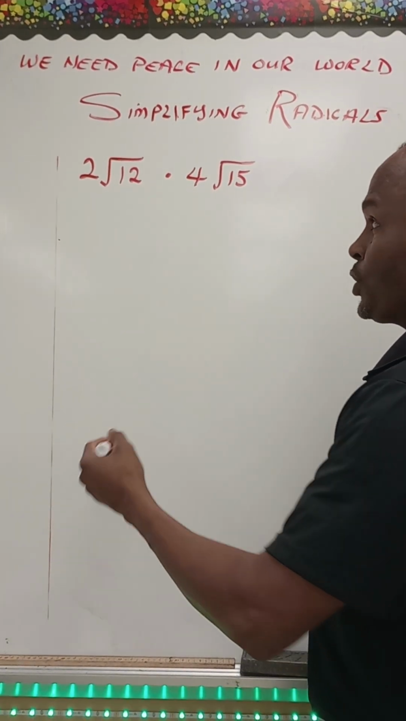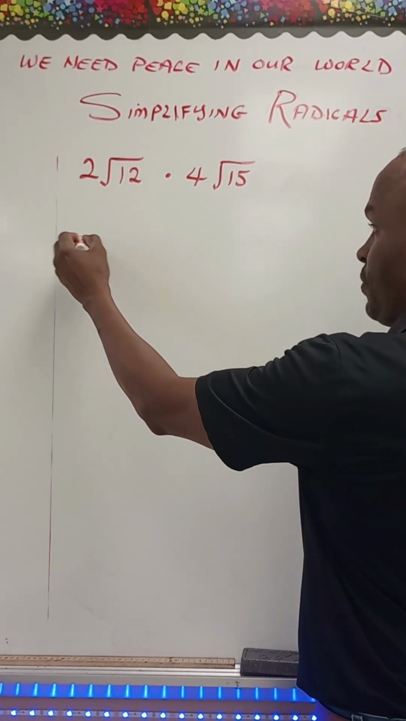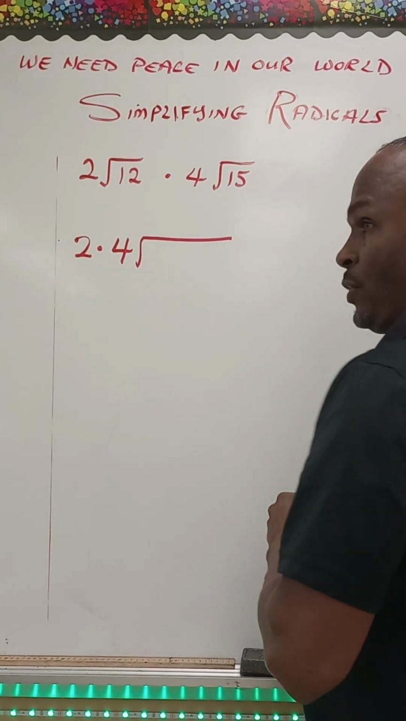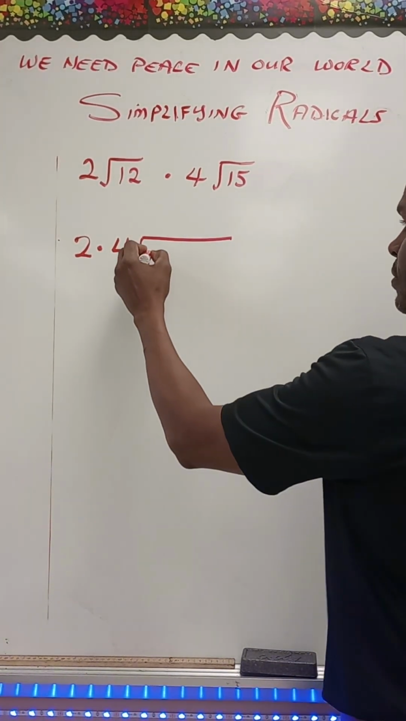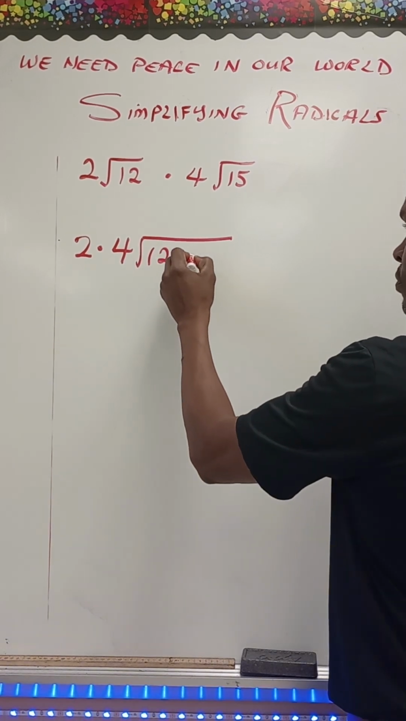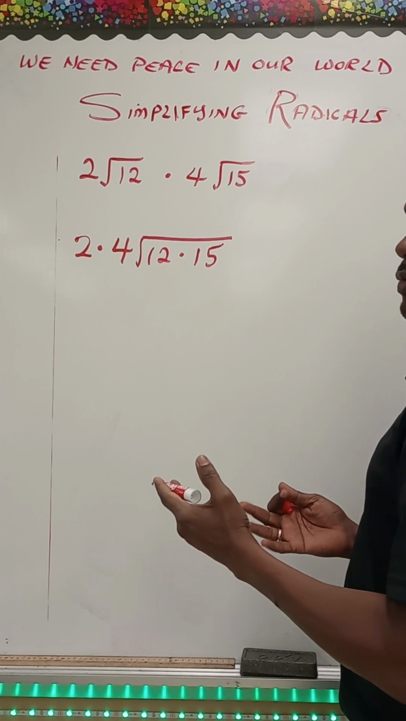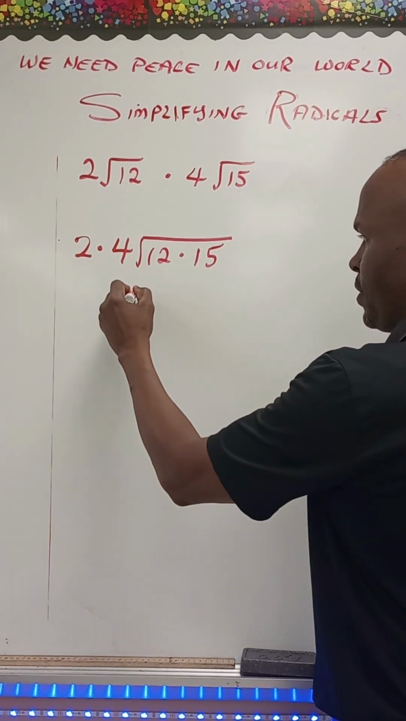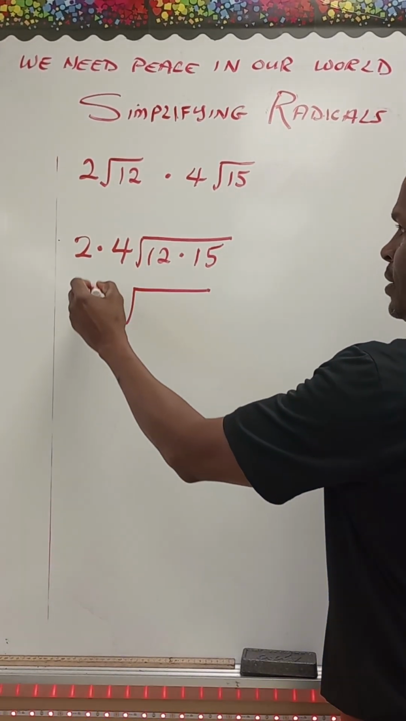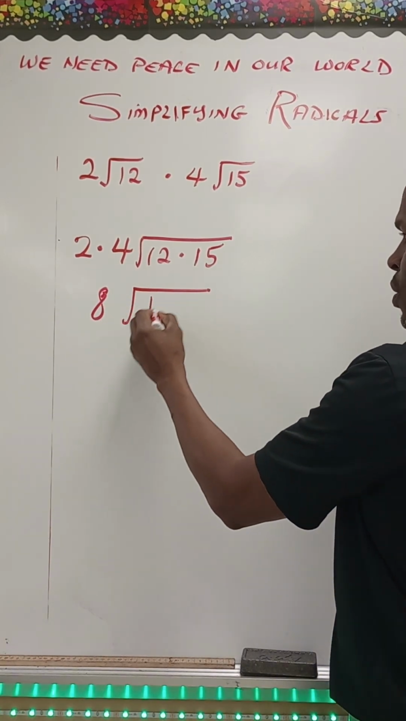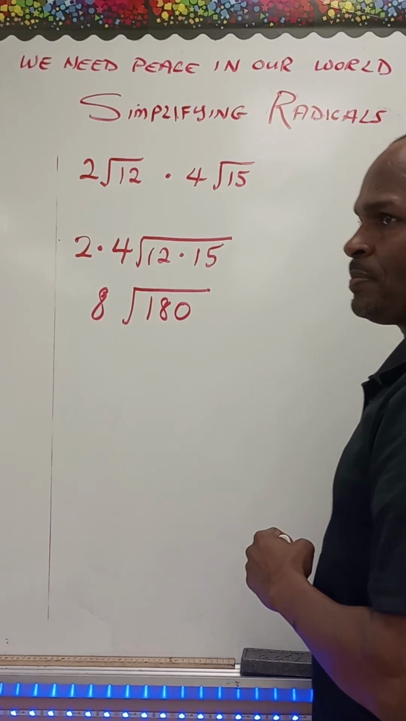Simplify means the first thing you're going to do is multiply the coefficients, and then we're going to multiply the radicands. And from there, you're going to simplify further. So 2 times 4 will give you 8, and 12 times 15 will give you 180.